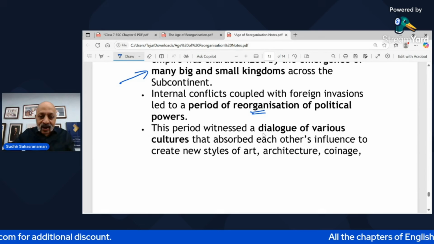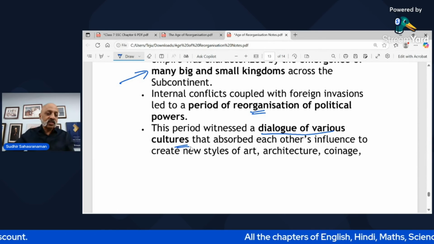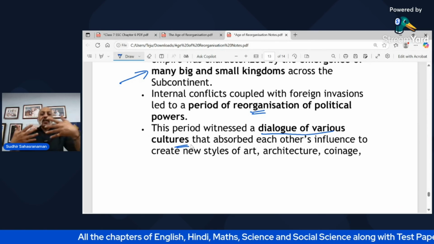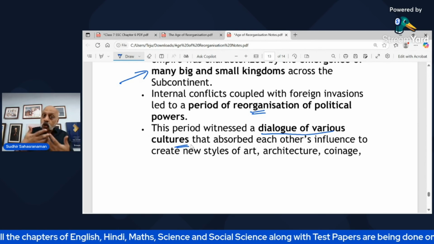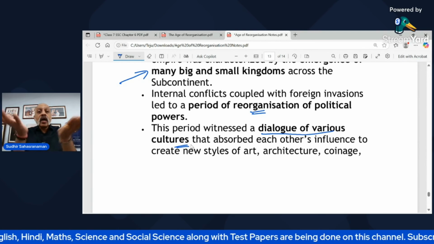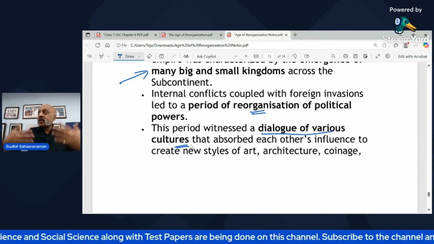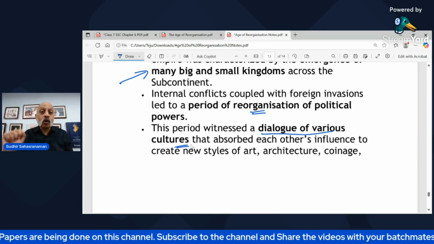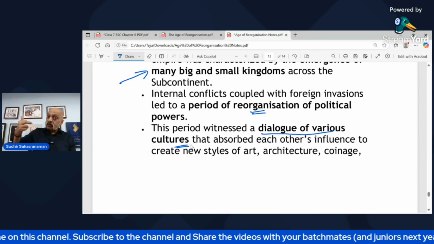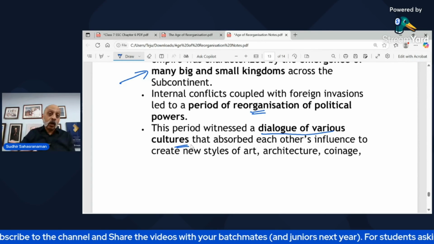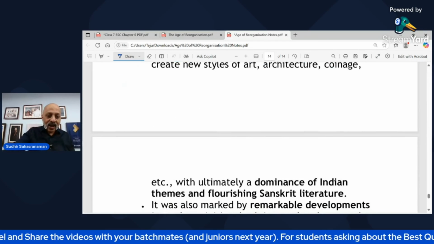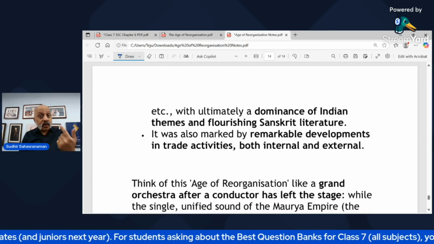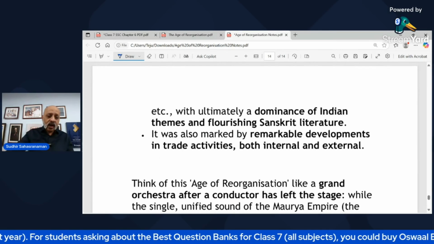And it entered into a dialogue of various cultures. Now, that's a very important word. Dialogue means what? It's almost like different cultures are speaking with each other. They're talking to each other. And that's how a new kind of culture in terms of art, in terms of sculptures, etc., came up, because everyone was looking, oh, this is how they make it. Let me copy something from there and do something mixing with my own style. That's how new styles actually came up. Dominance of Indian themes, Sanskrit literature, trade activities, both within India and outside.